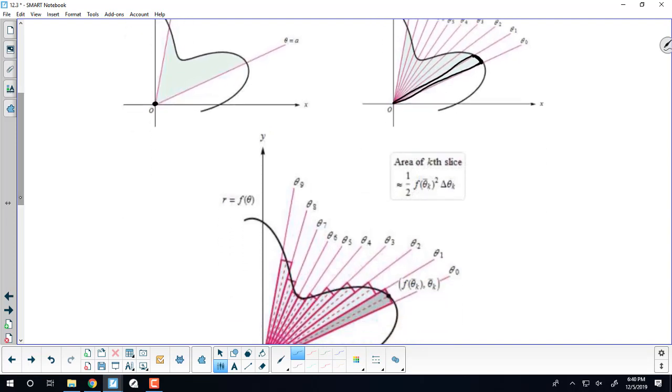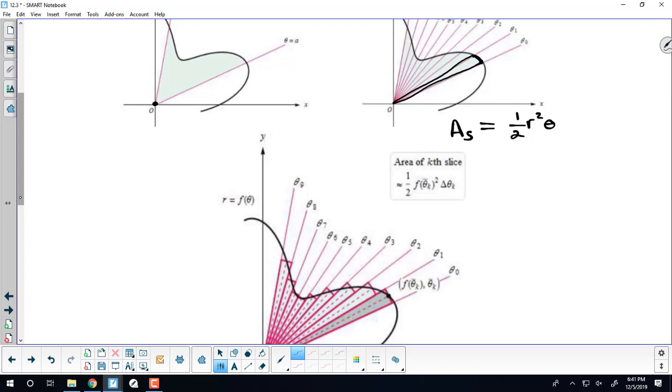So the area of the kth slice comes from the area of a sector. Does anybody remember the formula for the area of a circular sector? Radius times angle. Yeah, the radius times the angle. It's actually the radius squared times the angle divided by 2. So that's the area of a circular sector of radius r.